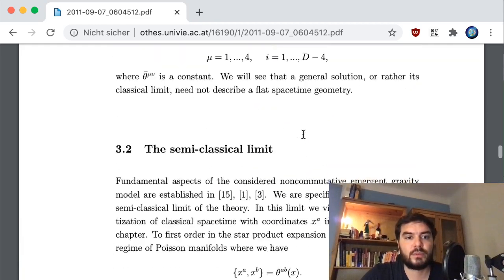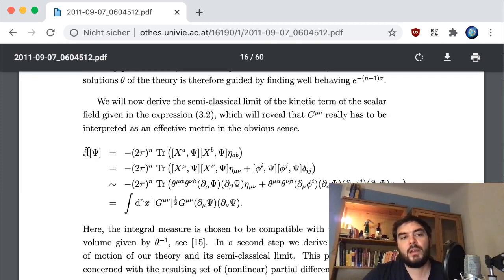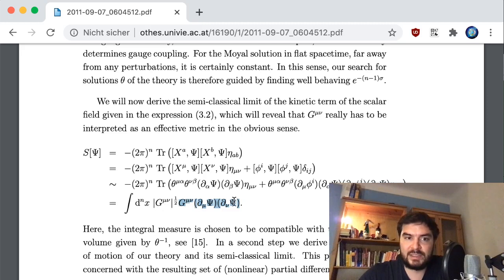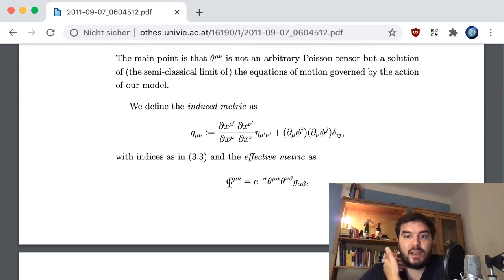Don't know if I want to get to that. Yeah, so here we have some action relevant to these matrix models, then goes blah blah blah, and you end up with this spatial integral over this tensor, and then this inner product of the gradients of these fields. And in that sense, these sort of actions people are already familiar with, and then this G is a metric, and in that sense this thing is the effective metric.